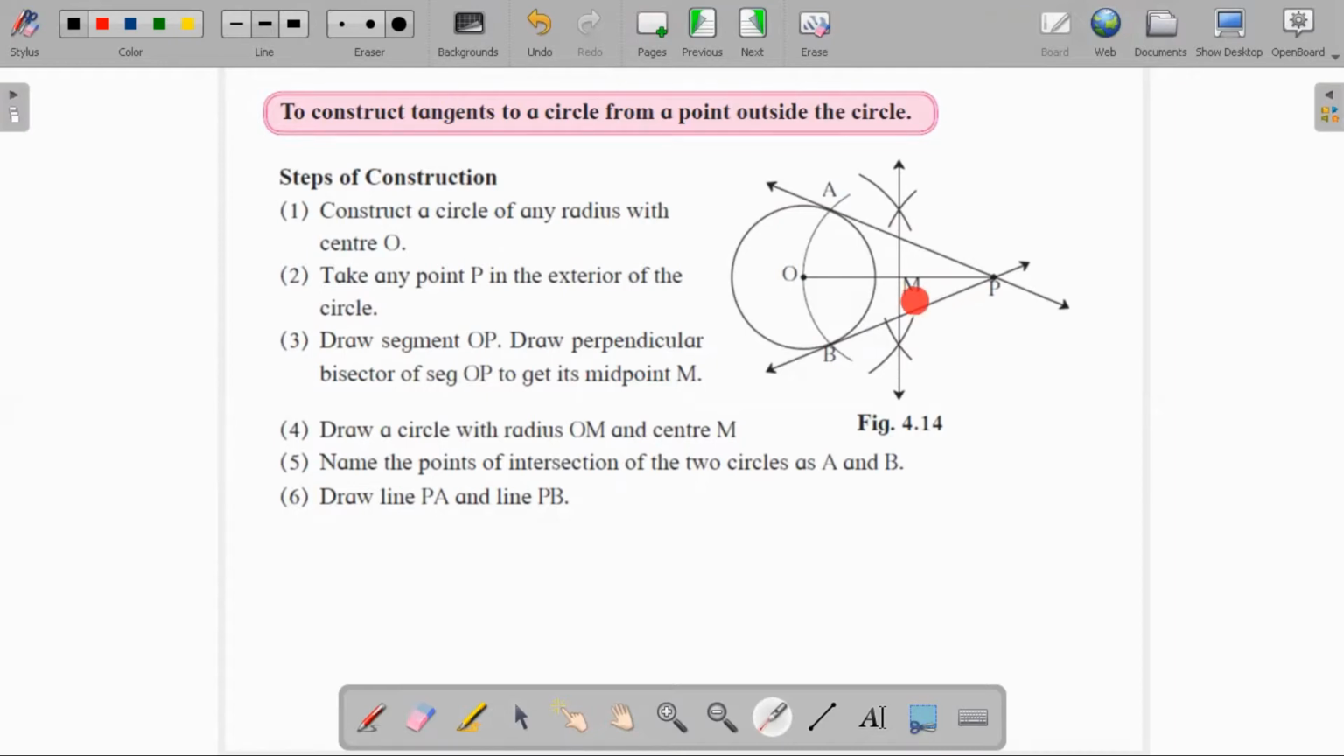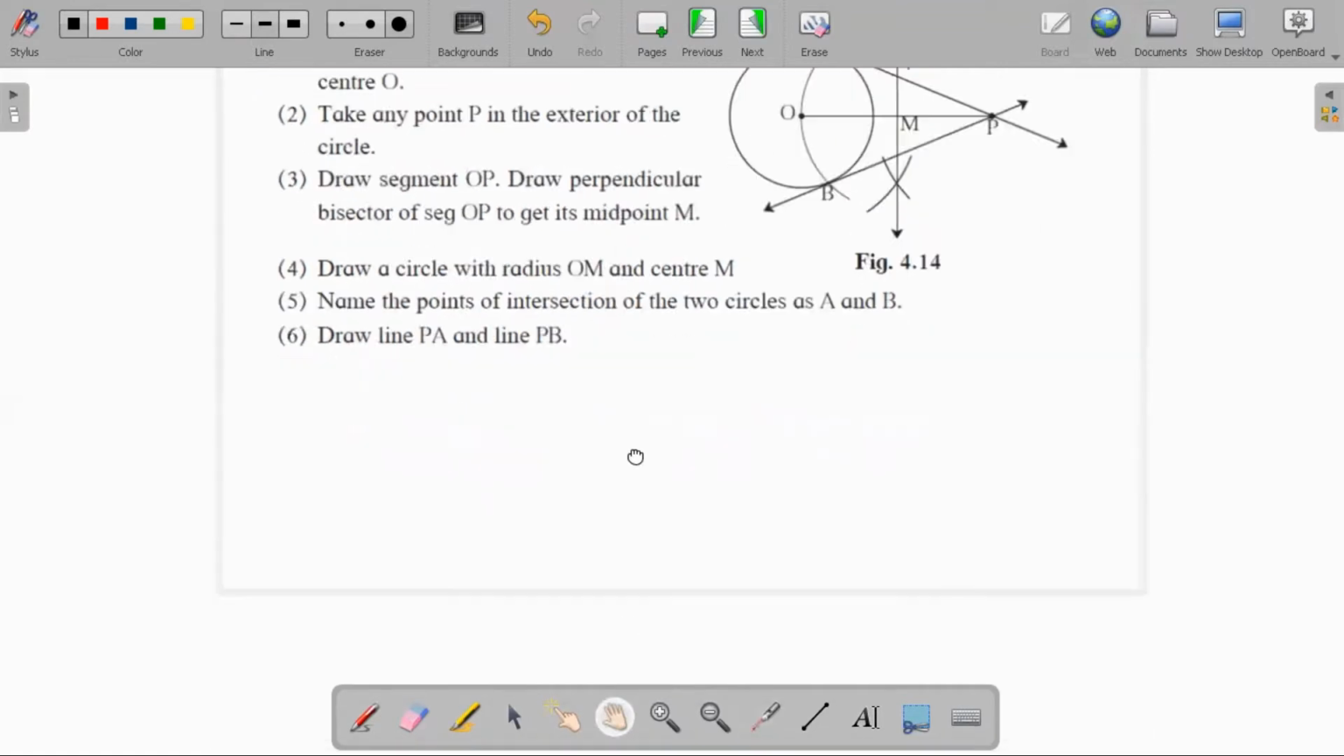And as we know the property that from a point that lies outside the circle, we can draw two tangents to the circle, the same thing we get through this particular construction. Let us do an example.